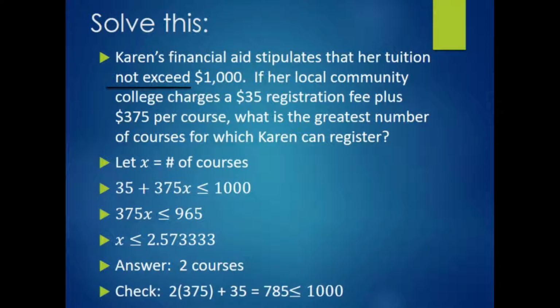And to check that, 2, the number of courses, times $375 cost plus the registration fee results in a total of $785, which meets that budget constraint of 1,000. If you tried 3 courses, you would see that you were over the 1,000.